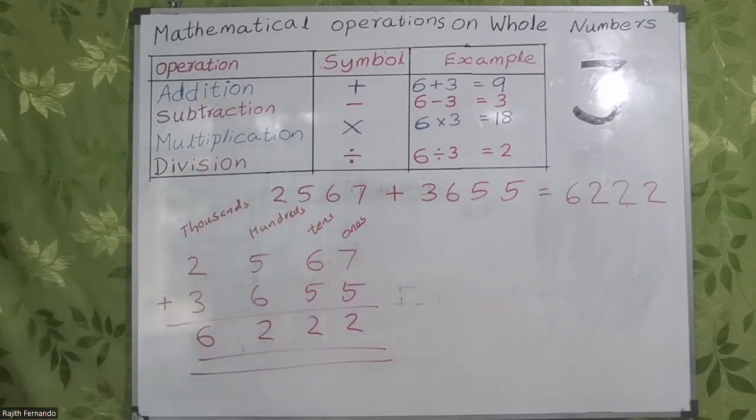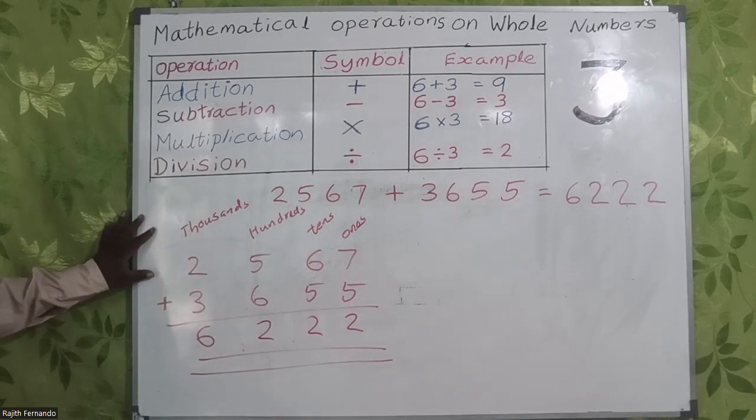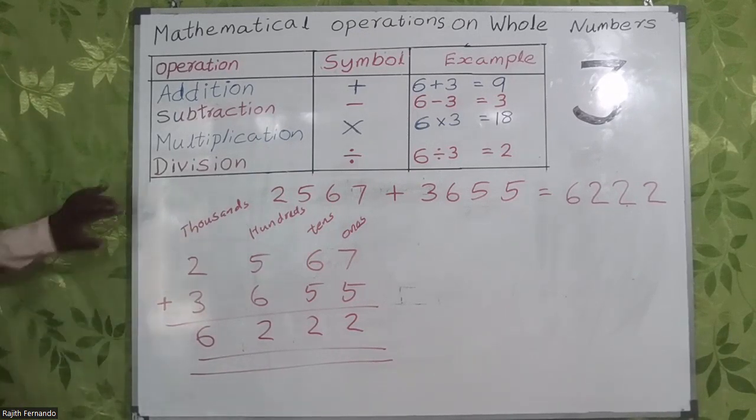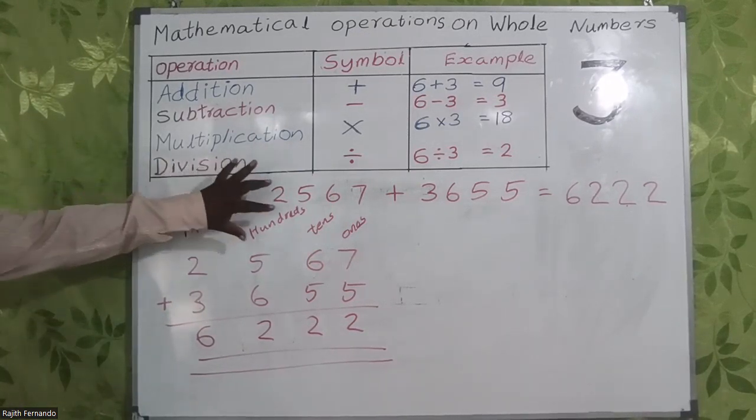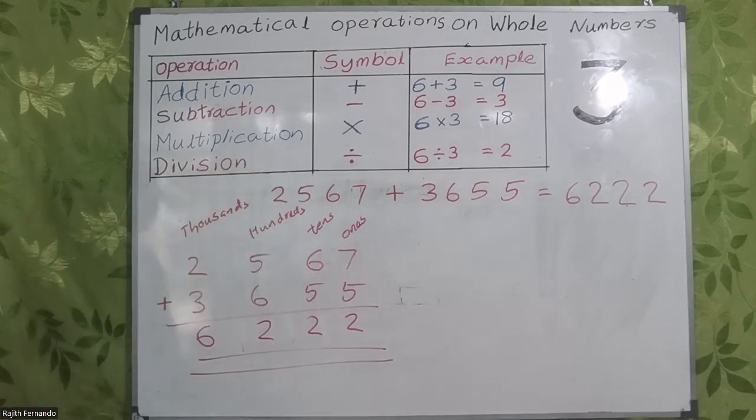To add those things you have to write down like this. That is in the 1000 place, 100 place, and 10 place, and 1's place.